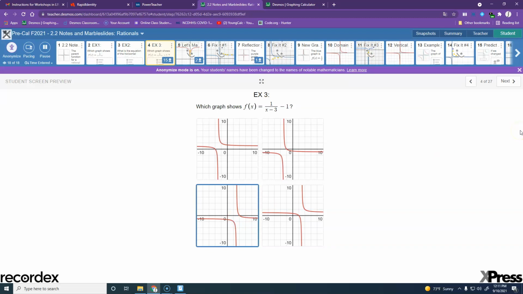A lot of times when I'm doing this, I think about moving that origin point. So your original graph would look like this. I think about taking that origin point, it's got to go to the right 3 and down 1, which would mean it would be right here. So you'd have that shape, this, which is what you're going to get right here for this one.